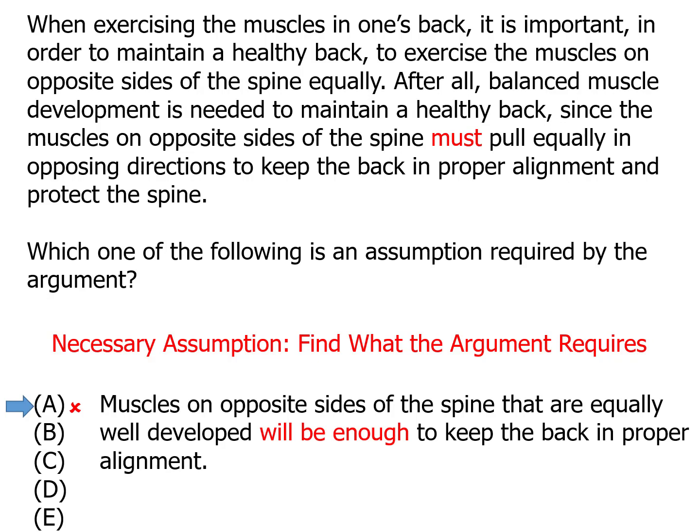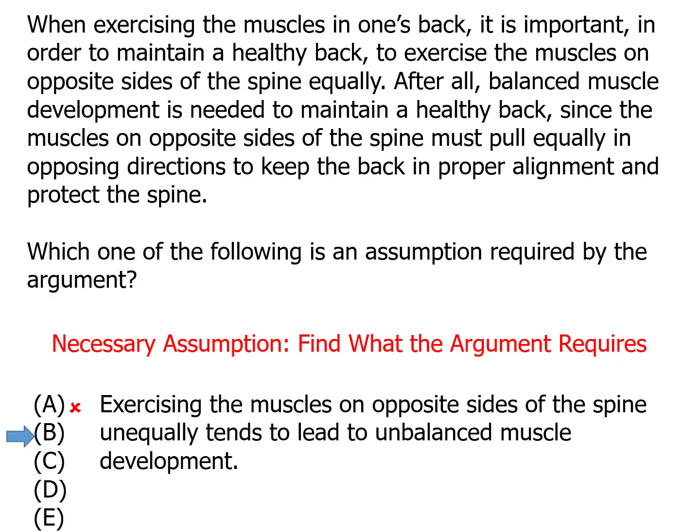Go to B. Answer choice B is exactly what we were looking for. If working both sides unequally didn't tend to lead to unhealthy muscle development, then working both sides equally wouldn't be required for the healthy back, and then the argument would fall apart. So B is needed by the argument. It is our answer. We can glance at the other answers just to see why they're wrong.